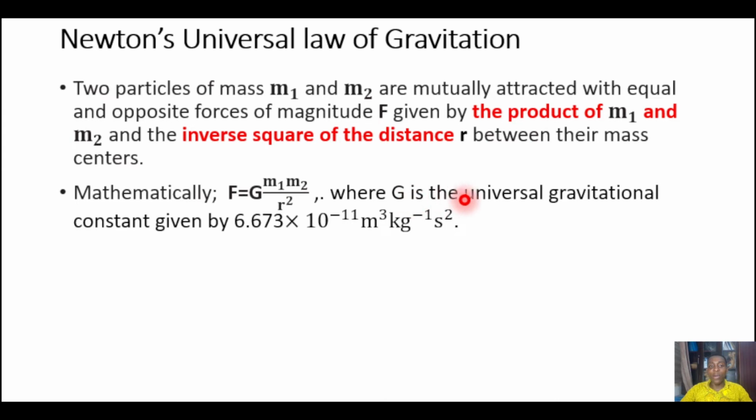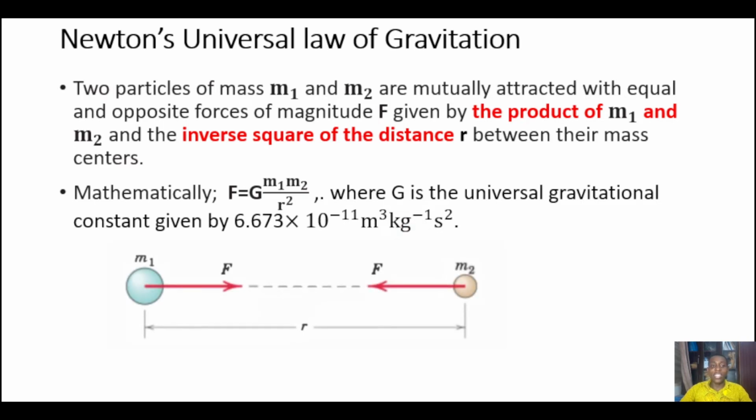This G is what we call the universal gravitational constant, given by 6.673 times 10 raised to the power minus 11 meter cubed per kilogram second squared. So m1 and m2 attract each other. According to the third law, these forces are equal in magnitude, opposite in direction, and collinear.